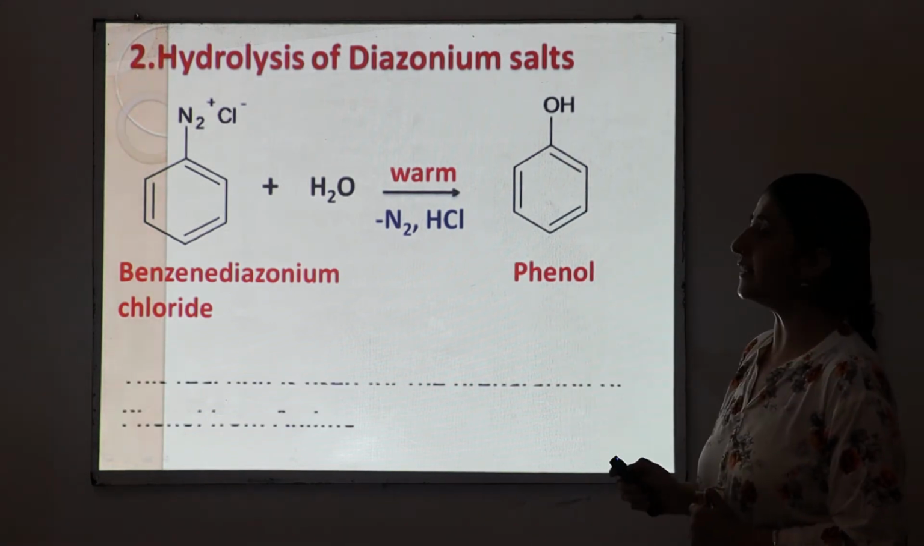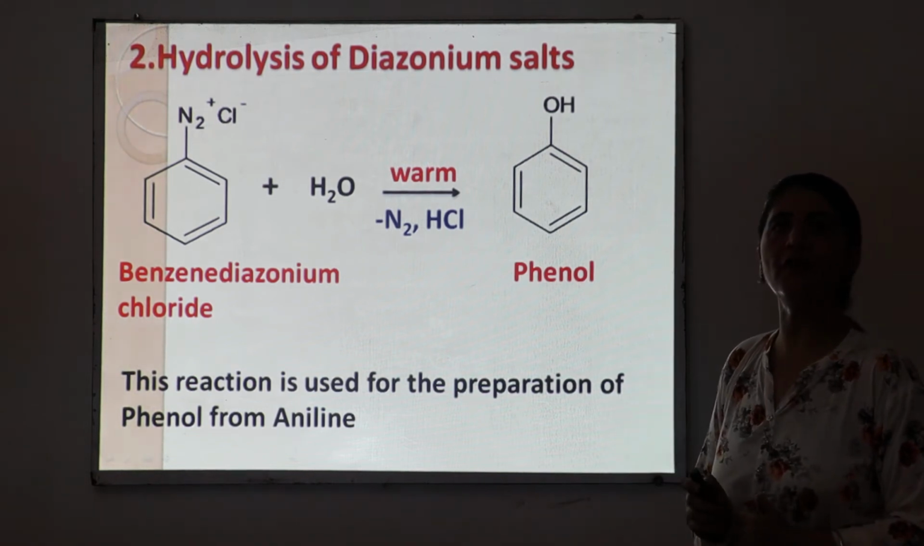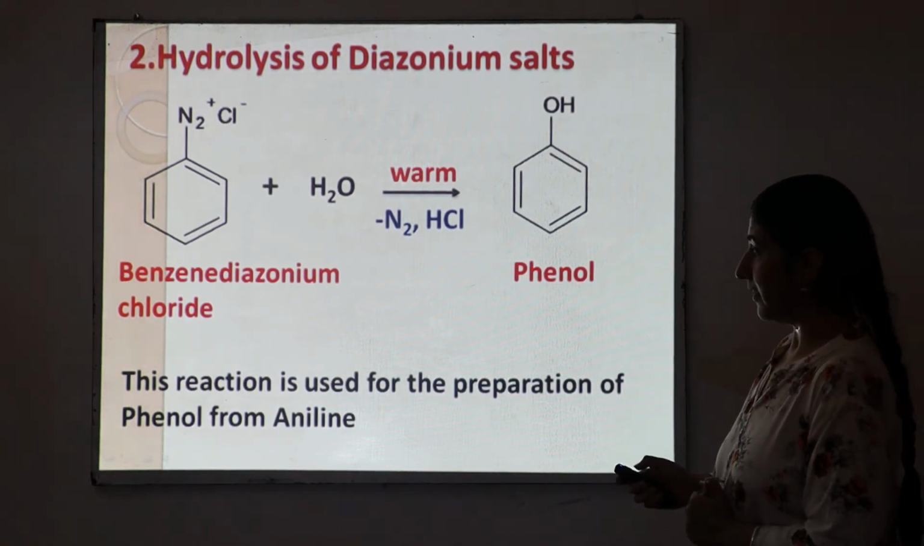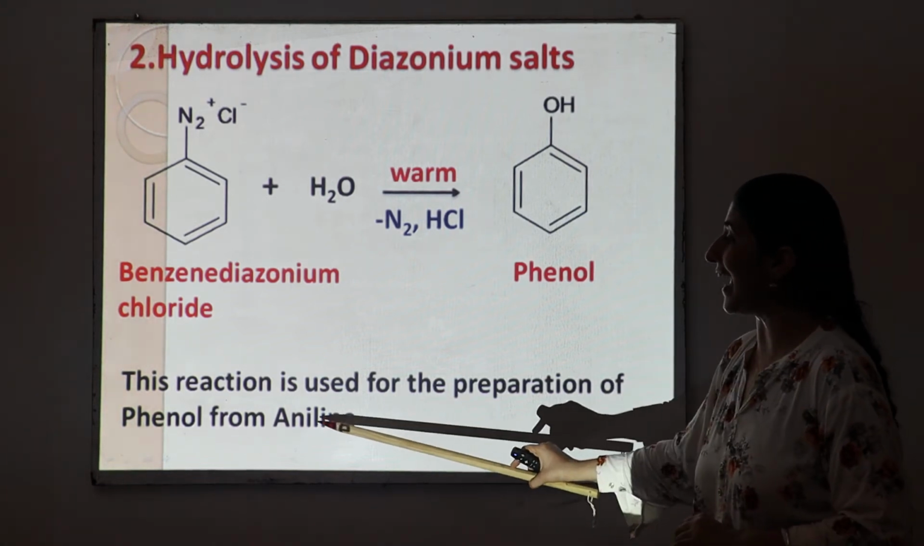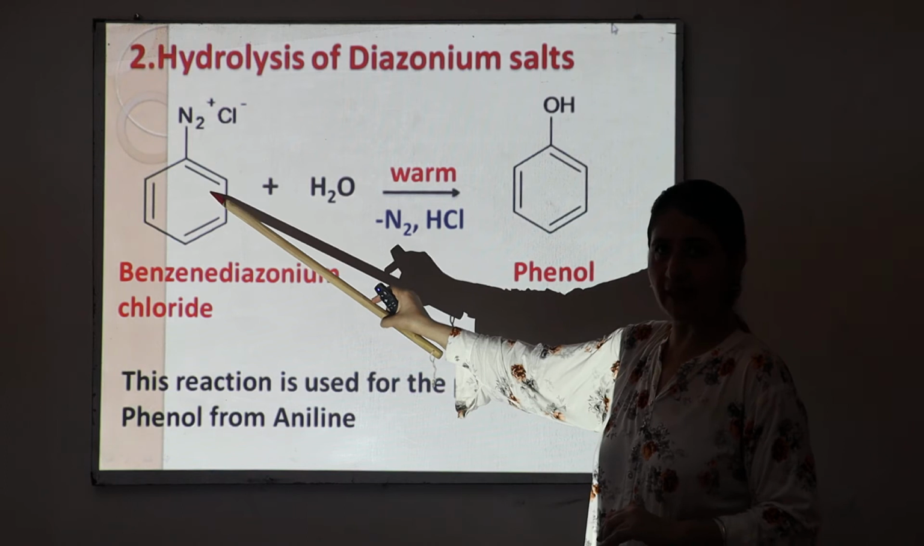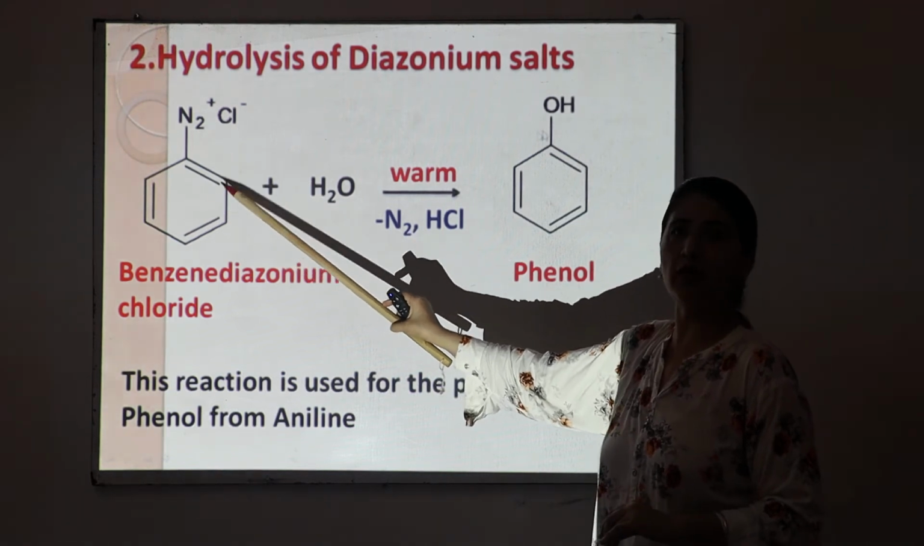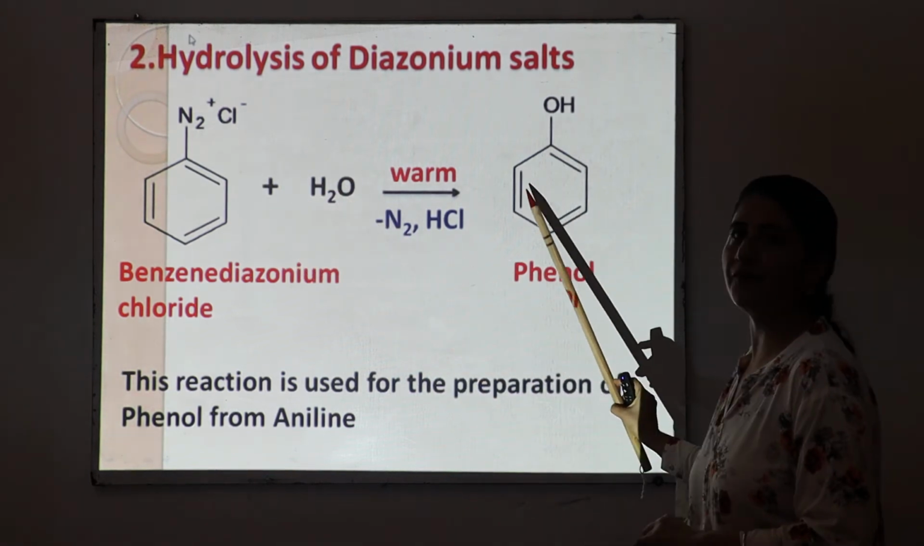This method is basically used for the preparation of phenol from aniline. So how does it take place? First of all, we will convert aniline to benzene diazonium chloride. Then benzene diazonium chloride reacts with water to form phenol.